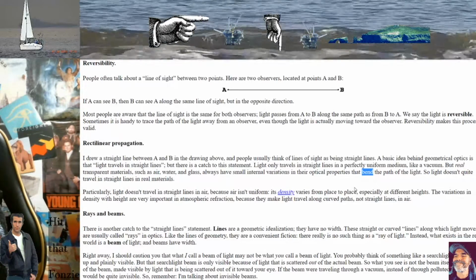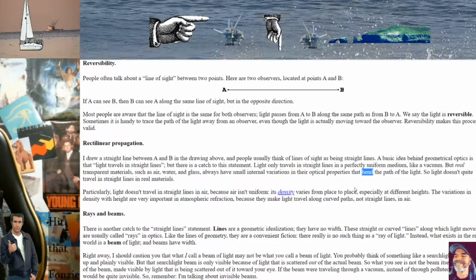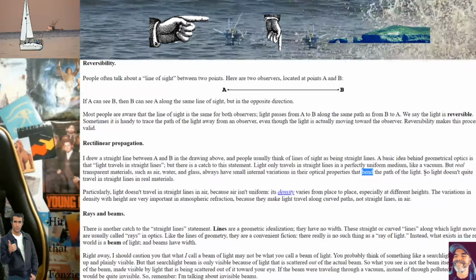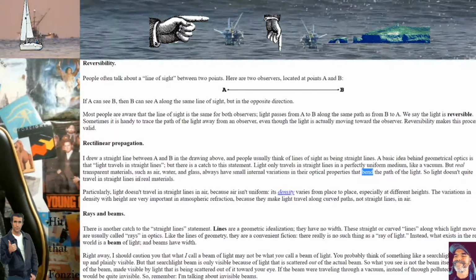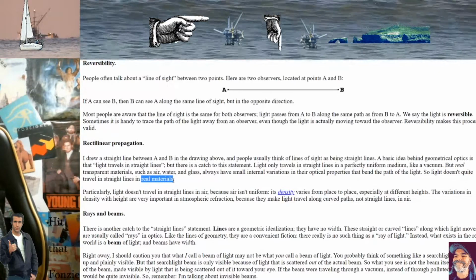So there's no going up, down. It's not just going up and down. It's going every direction. Every direction, okay? So light doesn't quite travel in straight lines in real materials or in the real world.